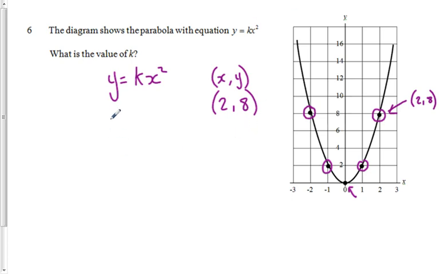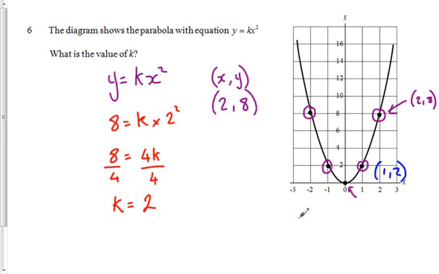So substituting in our numbers, we have that 8 is equal to k times 2 squared. Now 2 squared is 4, so 8 is equal to 4k. If we divide both sides by 4 to get our k on its own, and I'm going to swap them around, we get that k equals 2. Now the shortcut for this is if we have a coordinate where x is equal to 1, the coordinate (1, 2), then when we do this sum, we would get that 2 is equal to k times 1, which is k, jumping straight to 2 equals k or k equals 2. Because it's a 1-mark question, you can state that if you can spot it straight away.